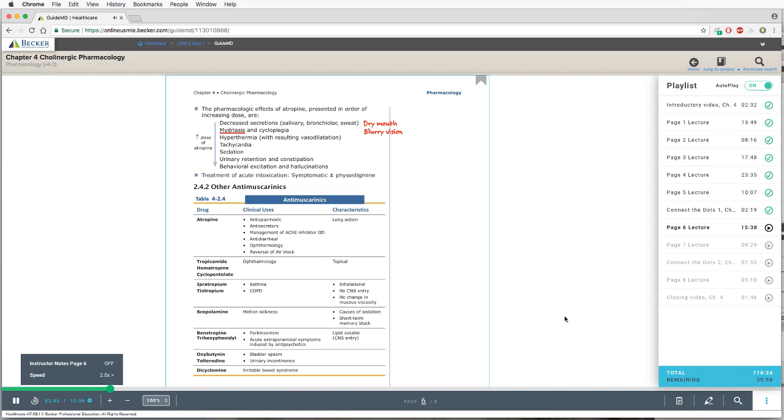Do understand that then the patient will have blurred vision. And by the time I put together dry mouth and blurred vision, I guarantee you the drug is a muscarinic antagonist. So know these as cardinal signs of exposure to a muscarinic antagonist. Now, if I don't sweat, I can't cool off.